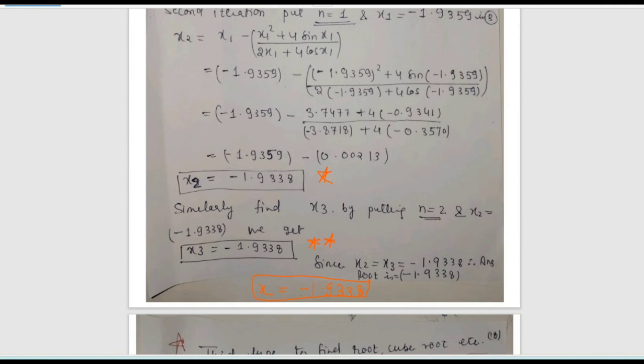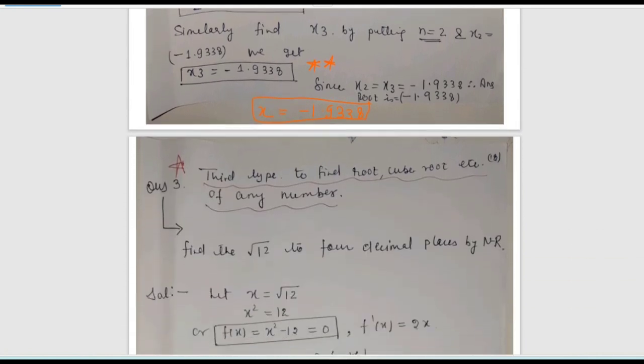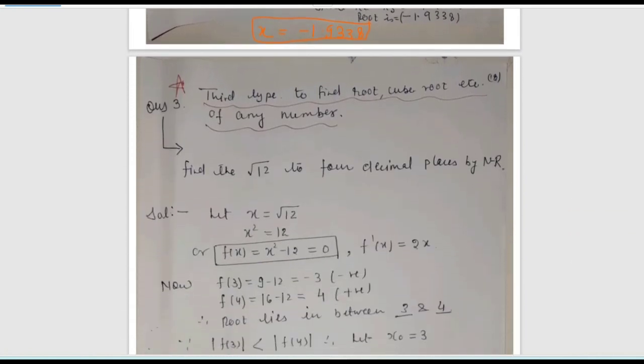So this was question number 1. Now this is a very important question for the NR method. This is also an application: you can find any order root, like the cube root, the fourth root, the 10th root, the 11th root, any root you can find by the NR method. This is the beauty of this method. You can use this method as an application.